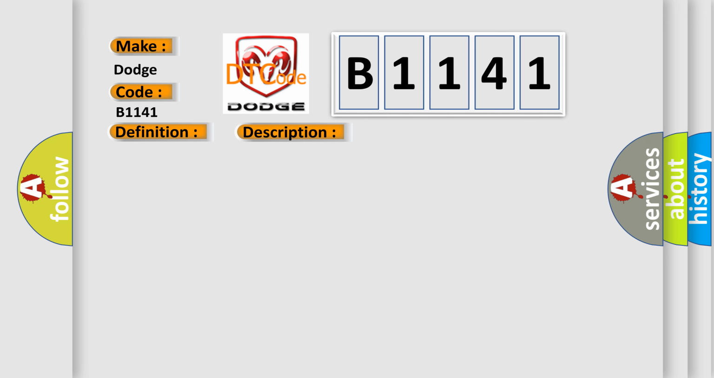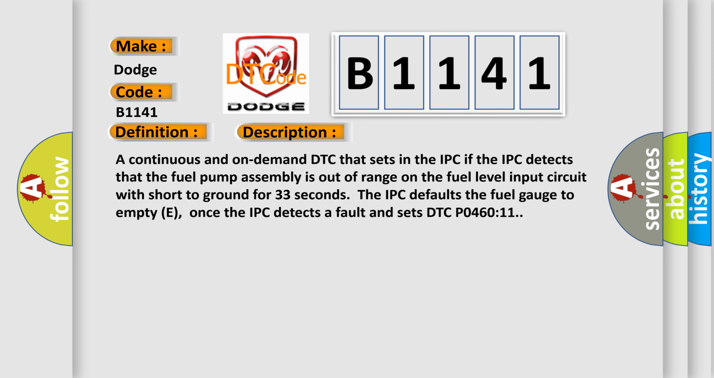And now this is a short description of this DTC code. A continuous and on-demand DTC that sets in the IPC if the IPC detects that the fuel pump assembly is out of range on the fuel level input circuit with short to ground for 33 seconds. The IPC defaults the fuel gauge to empty once the IPC detects a fault and sets DTC P046011.